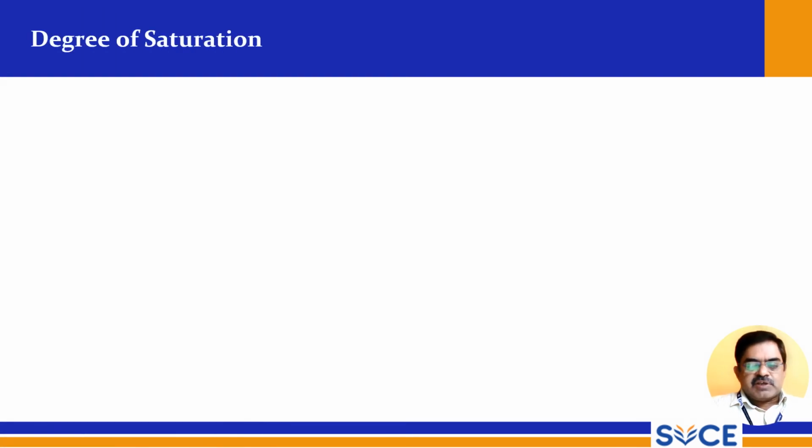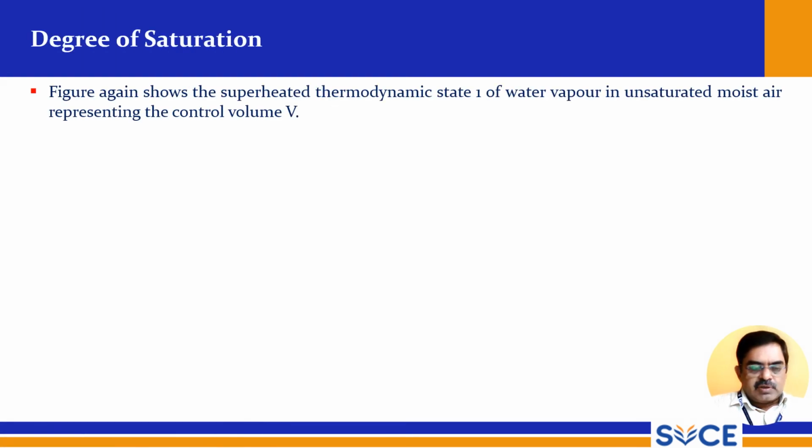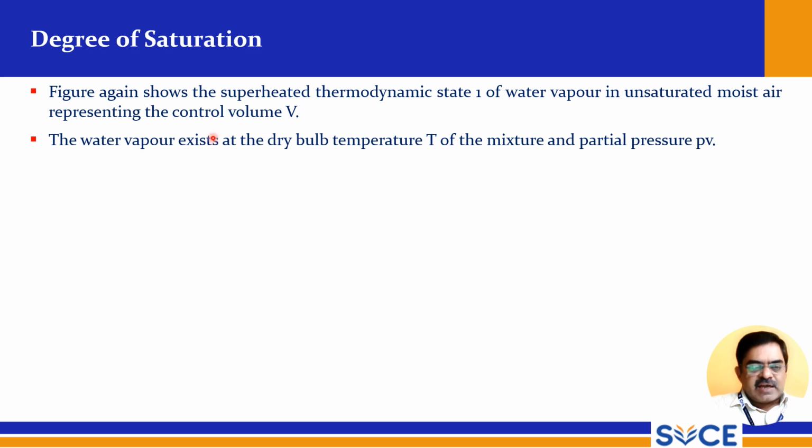So first one is degree of saturation. Here I will show you one diagram. The figure again shows the same TS diagram we have seen in the earlier session. The superheated thermodynamic state 1 of water vapor is in unsaturated moist air, representing the control volume V. In that diagram, the water vapor exists at dry bulb temperature T of the mixture and partial pressure PV.